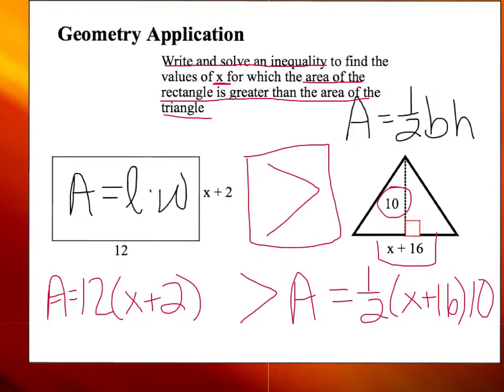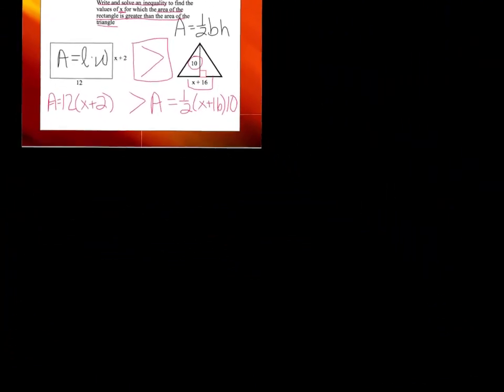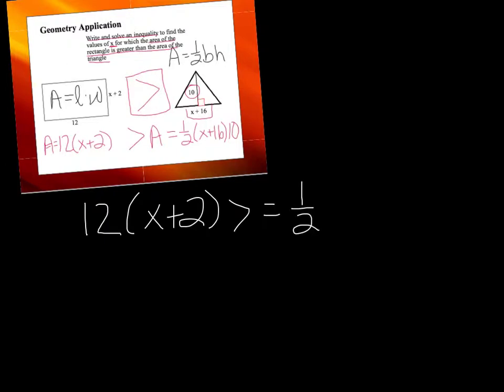Now let's go ahead and reduce the size of this slide, and I want to have some more room so we can start working on those two area formulas. Okay, so once again we have 12 multiplied by x plus 2 is greater than the area of the triangle, which is 1/2. Let me take out the equal signs because that's why we have the inequality sign there. I'm going to go ahead and say 1/2 multiplied by 10. I'm going to move around those two numbers. We can do that because of the commutative property. And then x plus 16.